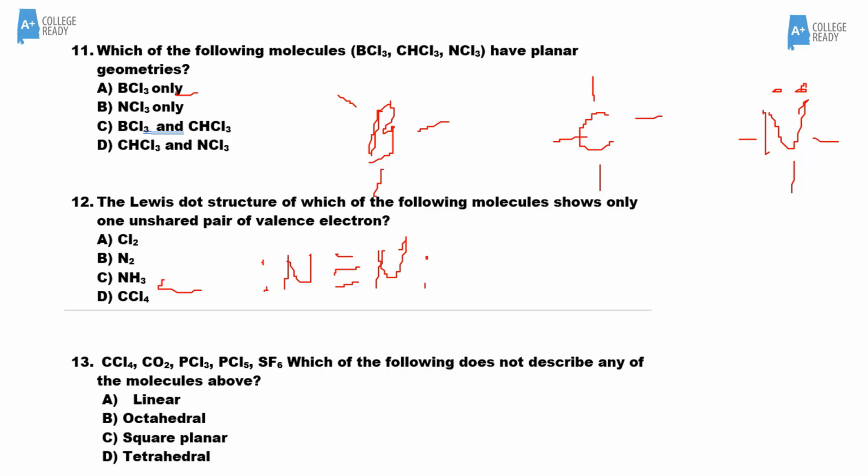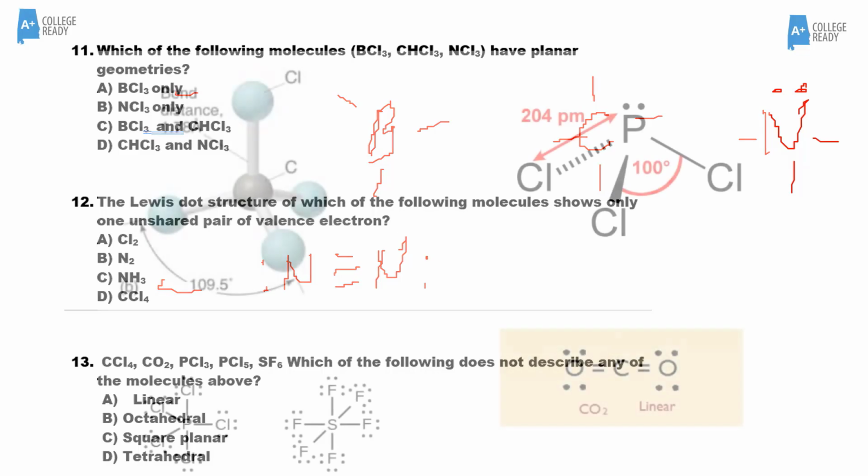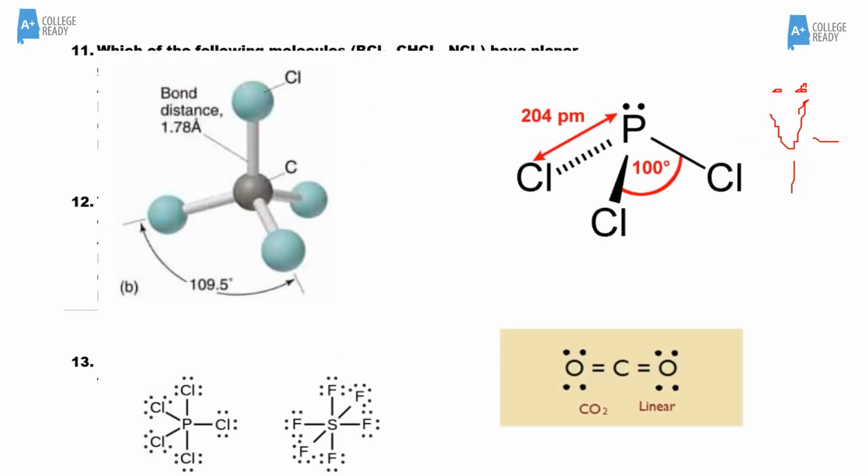For number 13, again, you're going to have to draw them all out, and when you draw them all out, you'll get a shape for each one. So for CCl4, that's going to be tetrahedral. For CO2, that's going to be linear. For PCl3, what I want you to notice is PCl3 is going to look very similar to this one up here at the top, the NCl3. So that's going to have a trigonal pyramidal look to it.